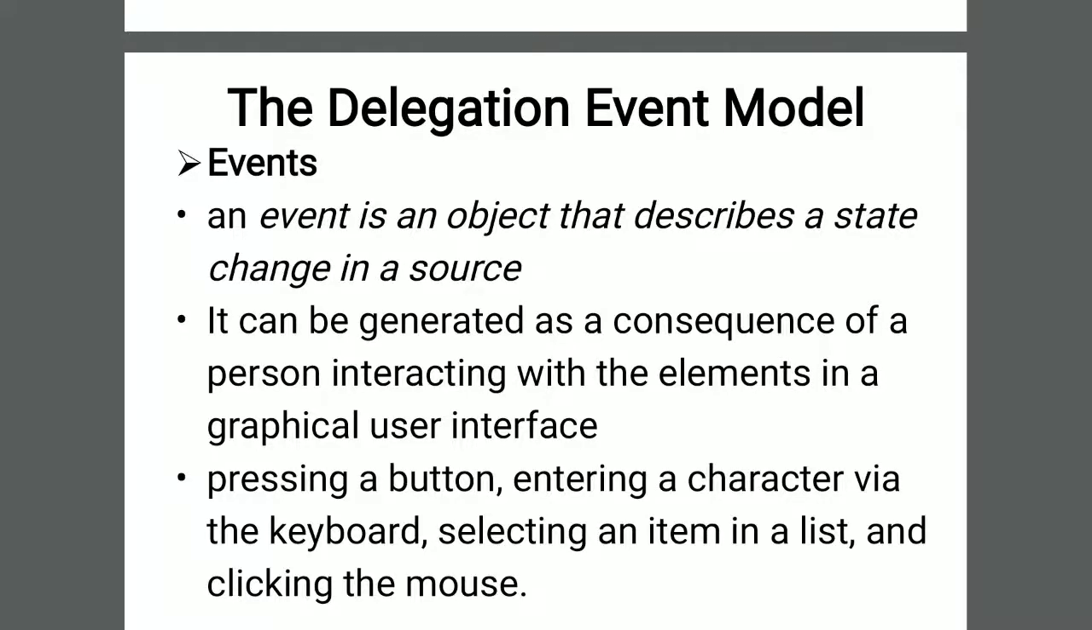An event is an object that describes the state change in a source. It indicates that when a particular object is pressed, I mean to say keyboard or mouse, the state of that object will change. That is described as an event. It can be generated as a consequence of a person interacting with an element in a graphical user interface. In a graphical user interface, you may click on a button. Again, that is nothing but one event, a change of state with respect to the object. The object is nothing but the button.